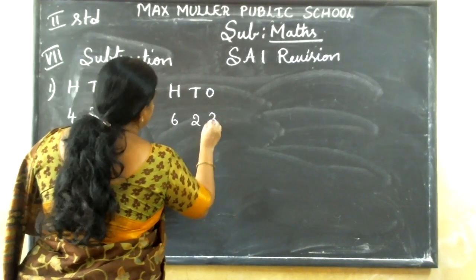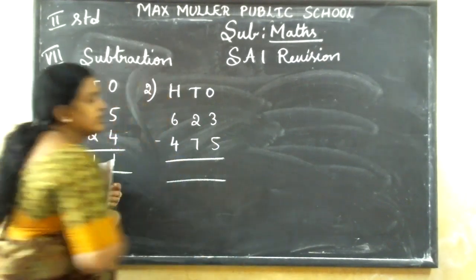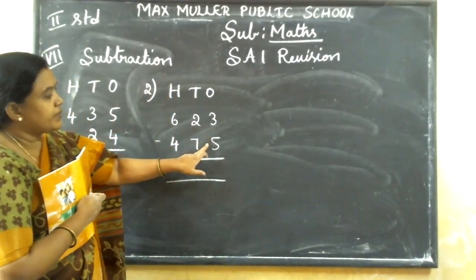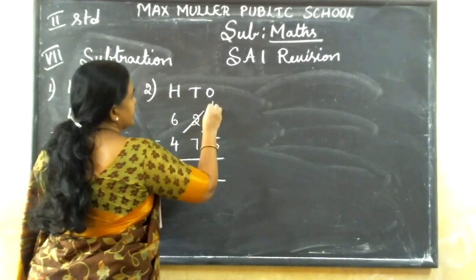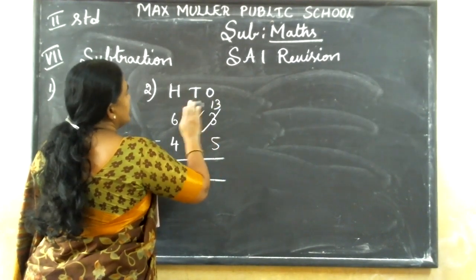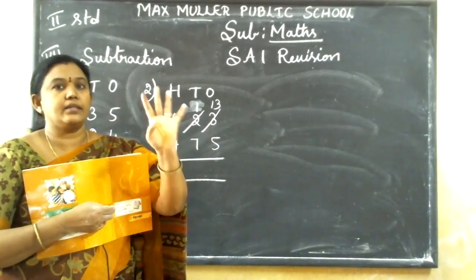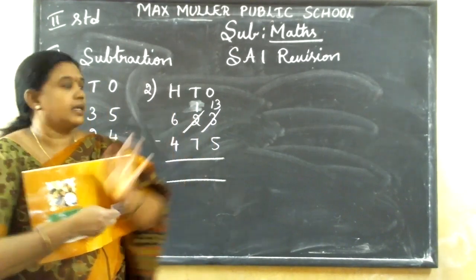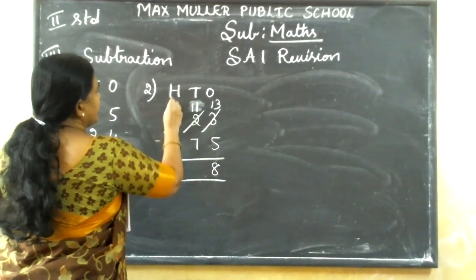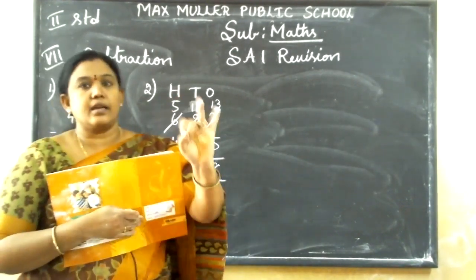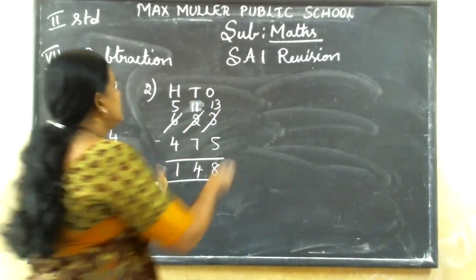Second sum, 623 minus 475. See, 5 is bigger than 3, 3 is less than 5, no children? So you want to carry. If you carry, 3 becomes 13, 2 becomes 1. 13 minus 5, after 5, 6, 7, 8, 9, 10, 11, 12, 13, 8. See, again we will carry here. 1 becomes 11, 5. 11 minus 7, after 7, 8, 9, 10, 11, 4. 5 minus 4, 1.